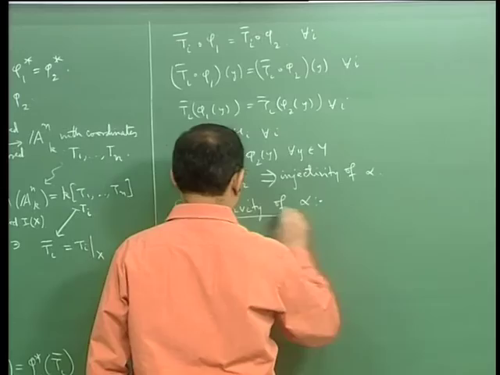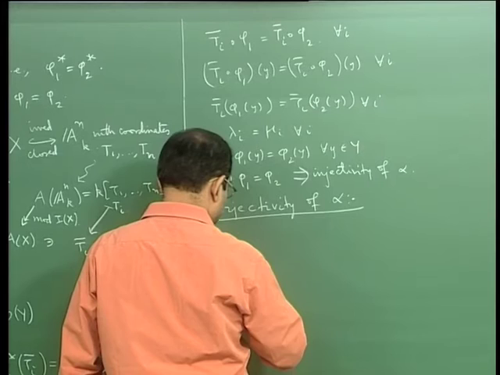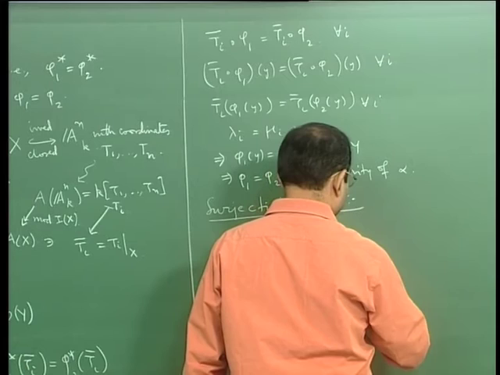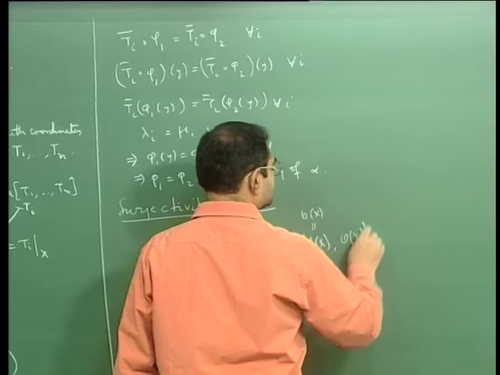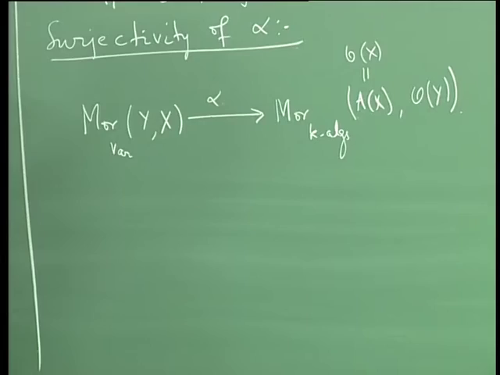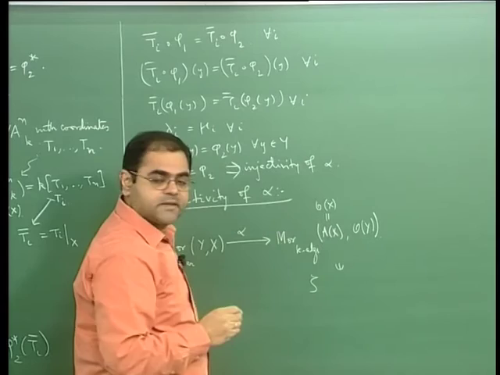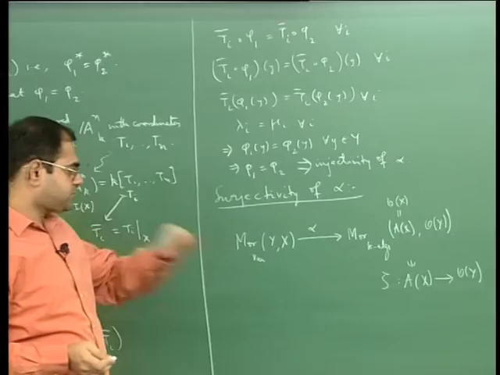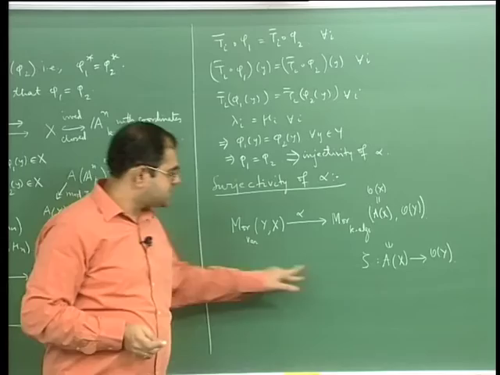So how does one do the surjectivity? Here is my situation. I have these morphisms of varieties from Y to X, I have this map alpha, and on this side I have morphisms of k-algebras from AX, which is the same as OX, to OY. And I am trying to prove surjectivity of this map. I have already proved injectivity. So I start with a k-algebra homomorphism zeta from AX to OY. I am trying to show that there exists a phi such that alpha of phi, namely phi upper star, is the same as this zeta. This is what I have to prove.